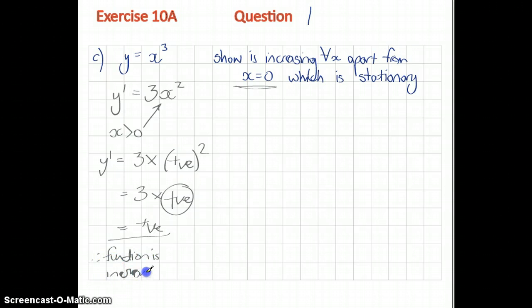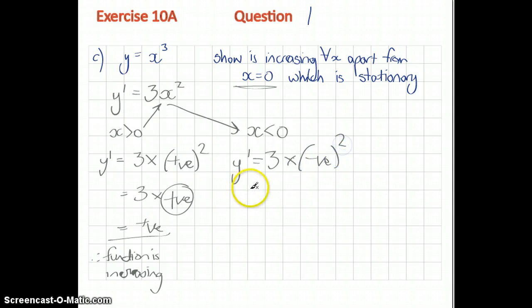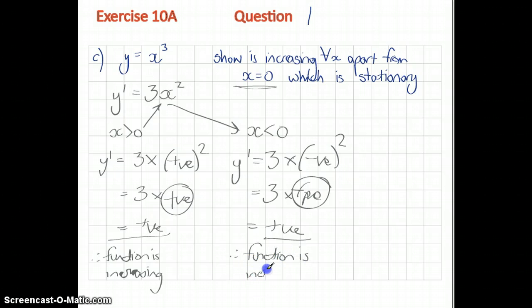Now that's just looking at the positive case. We now need to look at where x could be less than 0, and we see here that y dash would then equal 3 times a negative number squared. Well, a negative number squared is going to be a positive number, and again we end up with a positive answer. So therefore the function here is also increasing.